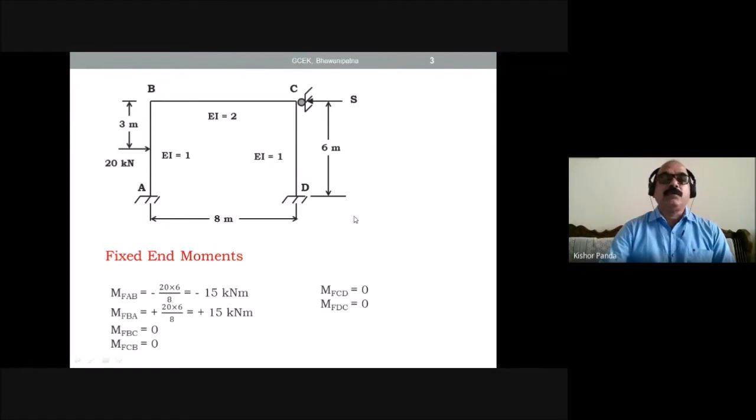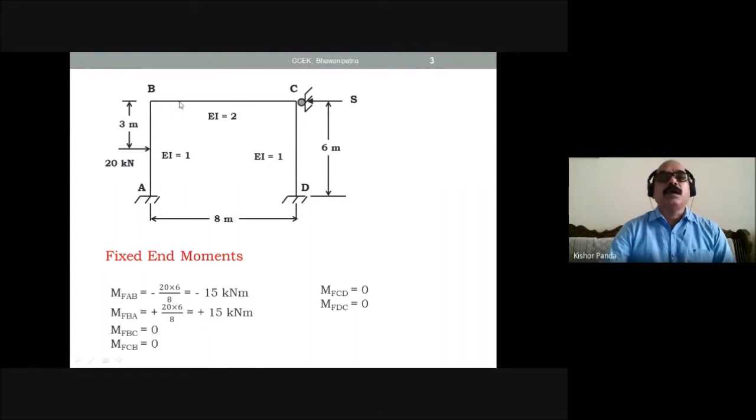You know that when the concentrated load is present at the midpoint, the fixed end moment is minus WL by 8 on one side, and plus WL by 8 on the other side. Here this side is minus 20 into 6 by 8, and this side is plus 20 into 6 by 8. So MFAB is minus 15 kilonewton meter, and MFBA is plus 15 kilonewton meter.